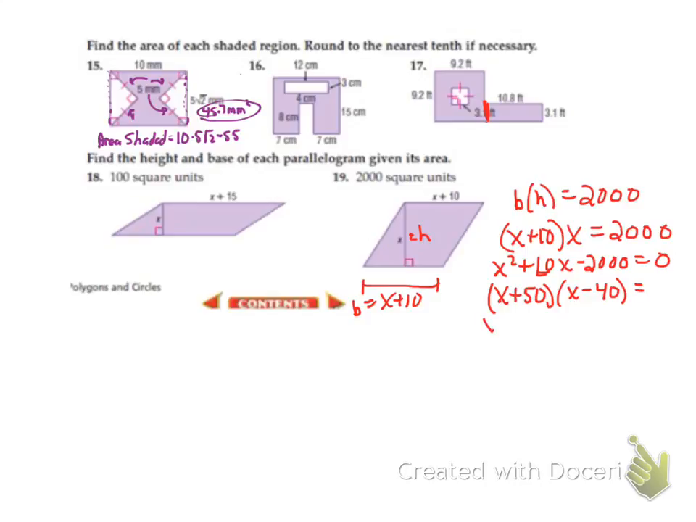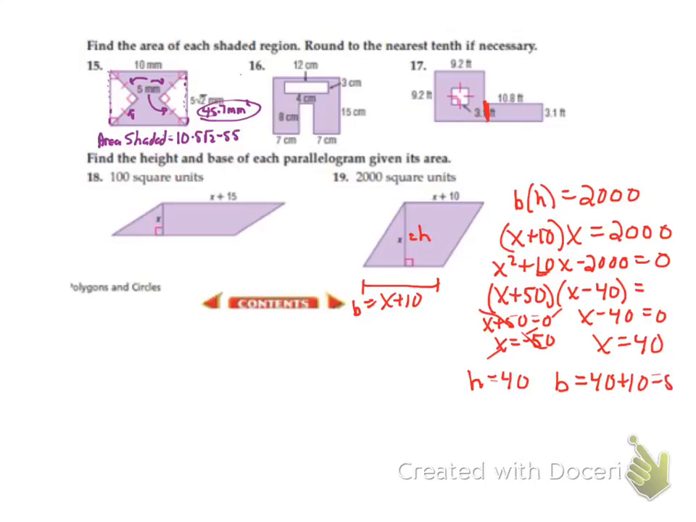So now if you solve this, x plus 50 equals 0 means that x is negative 50. Well, that wouldn't be a valid height, so I've got to throw that answer out. But if x minus 40 was equal to 0, that would give you x equals 40, which would be a valid height. The instructions on this problem said find the height and base. So I'm almost done. The height I know is 40, and the base was x plus 10, so 40 plus 10 is 50.